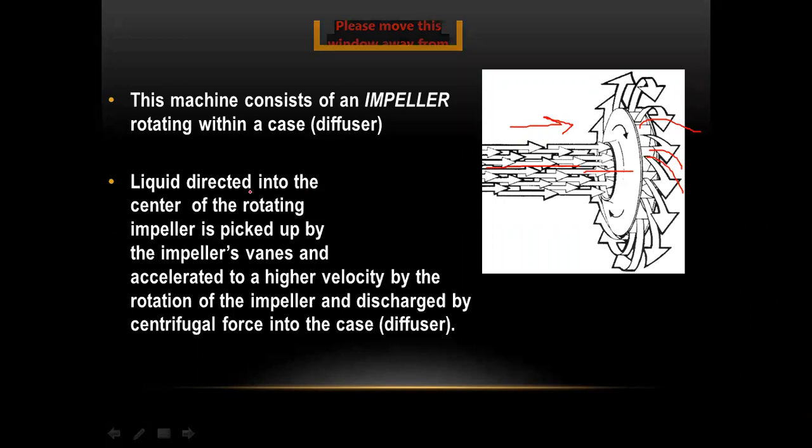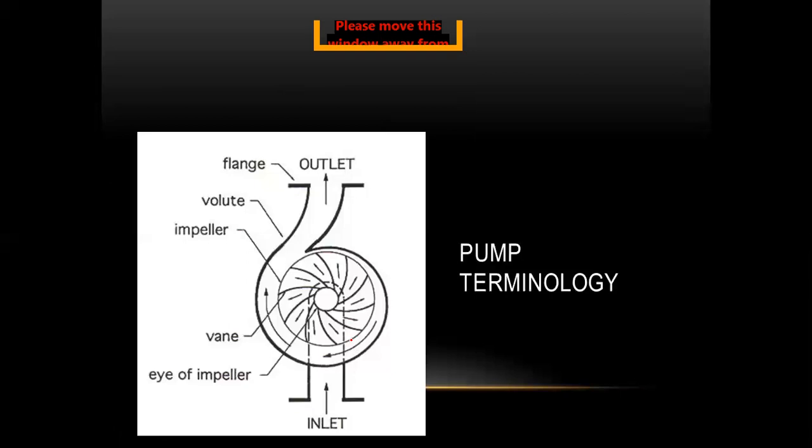So the liquid directed into the center of the rotating impeller is picked up by the impeller vanes. So what is this one? Vanes or blades. We are calling this vanes. So these vanes, what will they do? They will flush the water outside in a radial direction. The vanes accelerate it to a higher velocity by the rotation of the impeller and it is discharged by the centrifugal force into the case. That is the concept of this centrifugal pump.